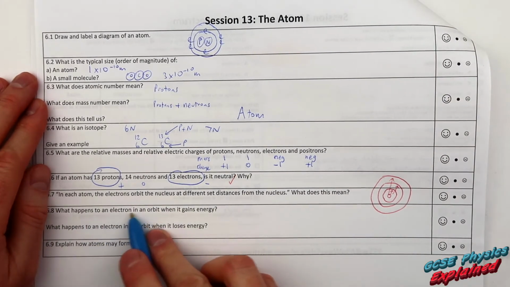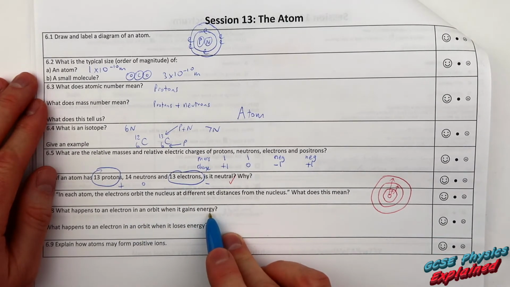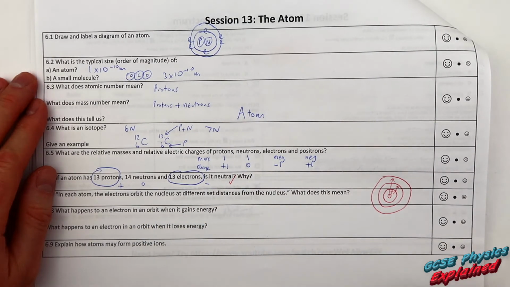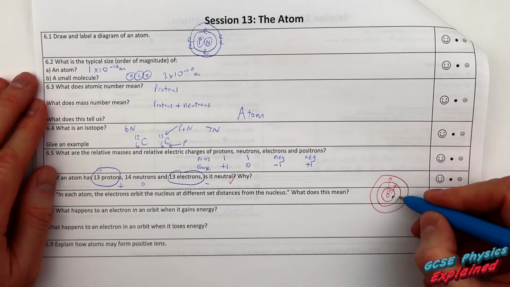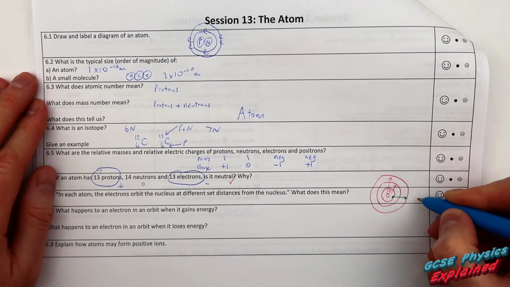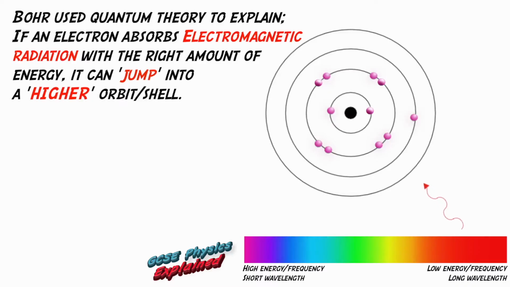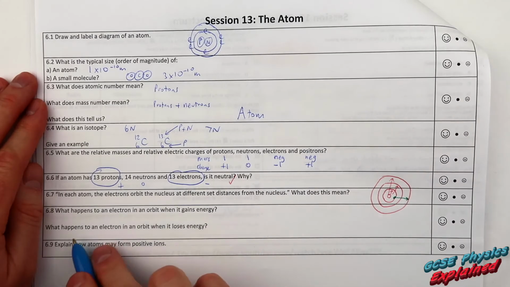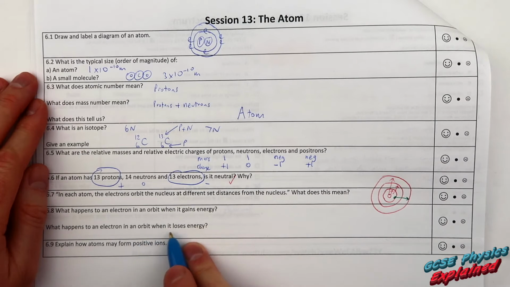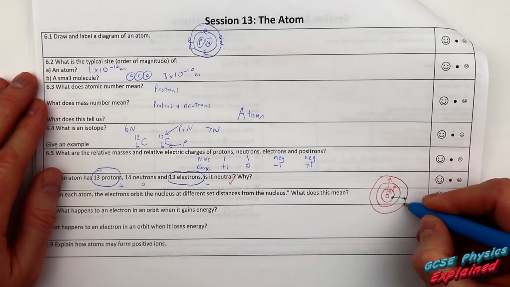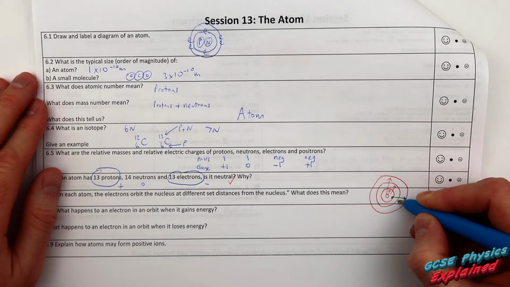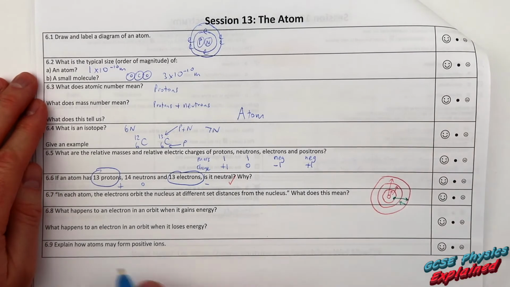What happens to an electron in an orbit when it gains energy? Right, it could jump from a lower energy shell up to a higher energy shell. Bohr used quantum theory to explain if an electron absorbs electromagnetic radiation with the right amount of energy, it can jump into a higher orbit shell. What happens to an electron in an orbit when it loses energy? It will drop back down to a lower energy shell.